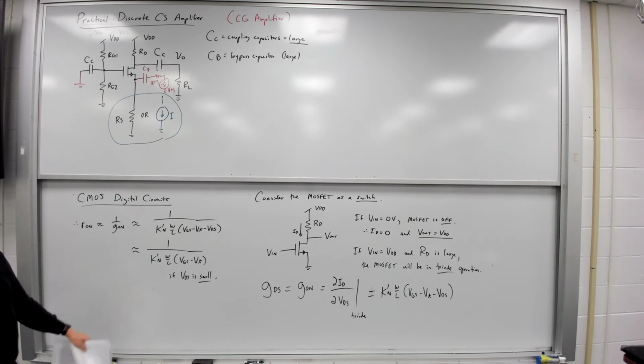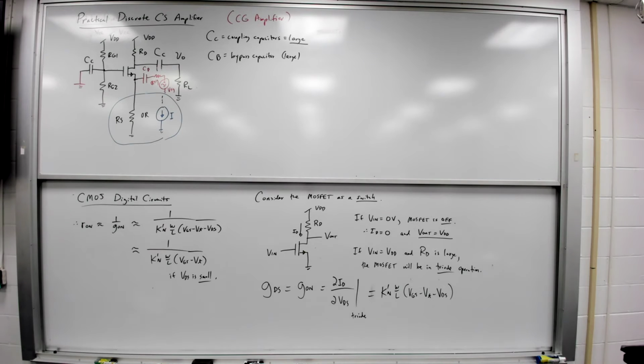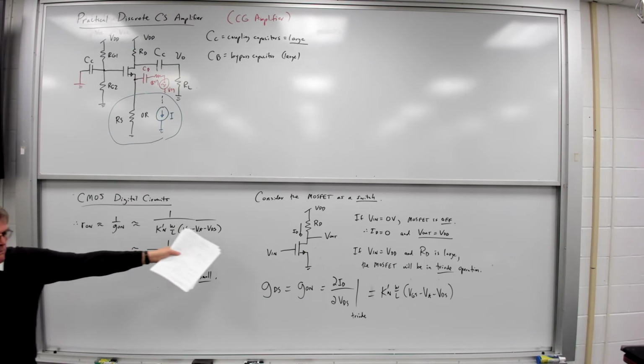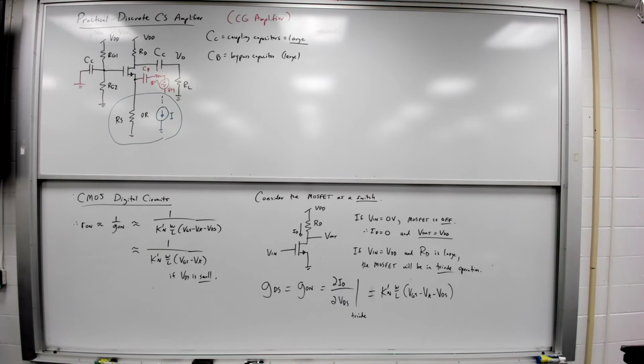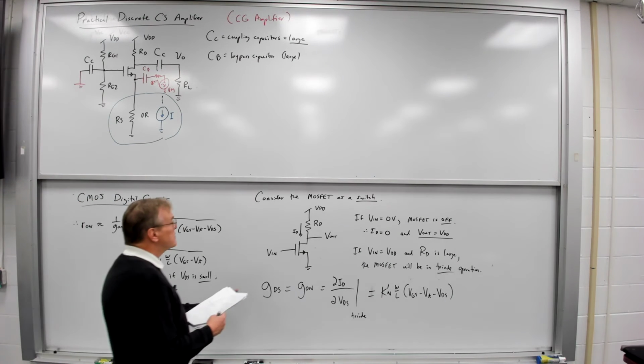So we derived this before. You've seen this before. We derived this when we first started looking at MOSFETs in triode. So what I'm going to do is take this R on and replace that MOSFET that's been turned on with a resistor. And so what I'm going to get instead is this.